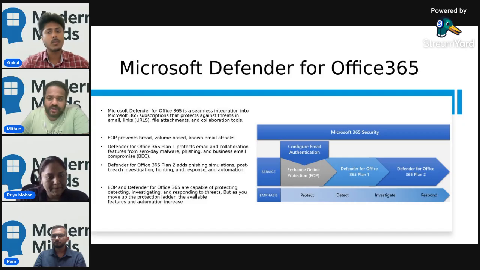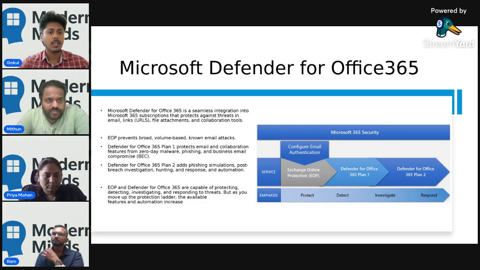Before you move on to the next slide, a quick question. Before I ask, first of all, thank you for being part of Modern Minds. You mentioned multiple filtering in EOP as well as on the Microsoft Defender side. From an admin standpoint, I would like to understand, if there is any false positive scenario where a legitimate email has been blocked by MDO, what are the options that we have as an admin to get this fixed?